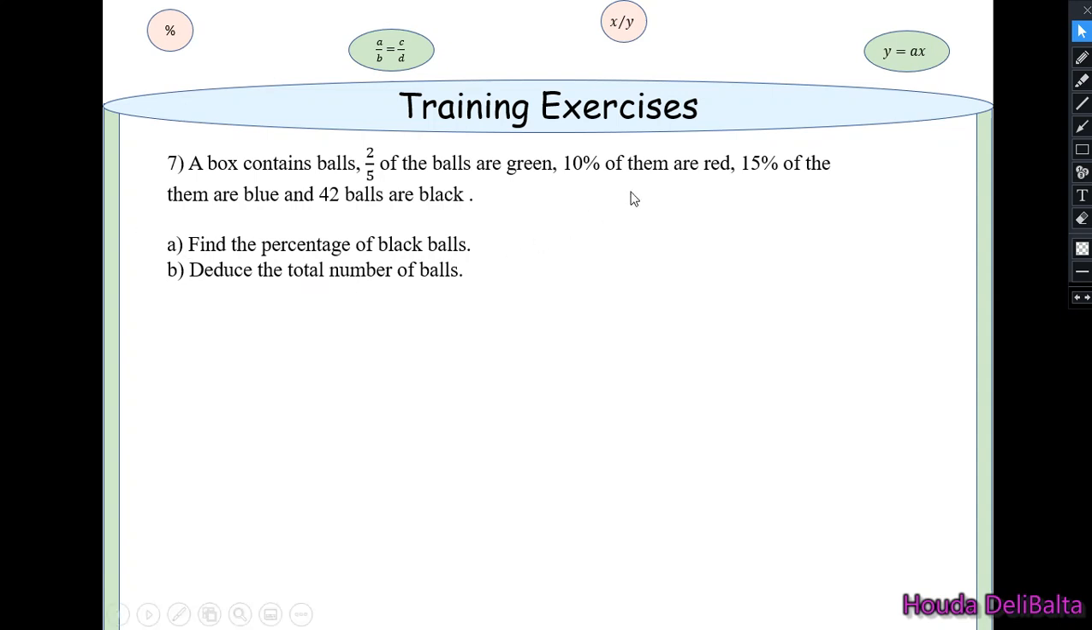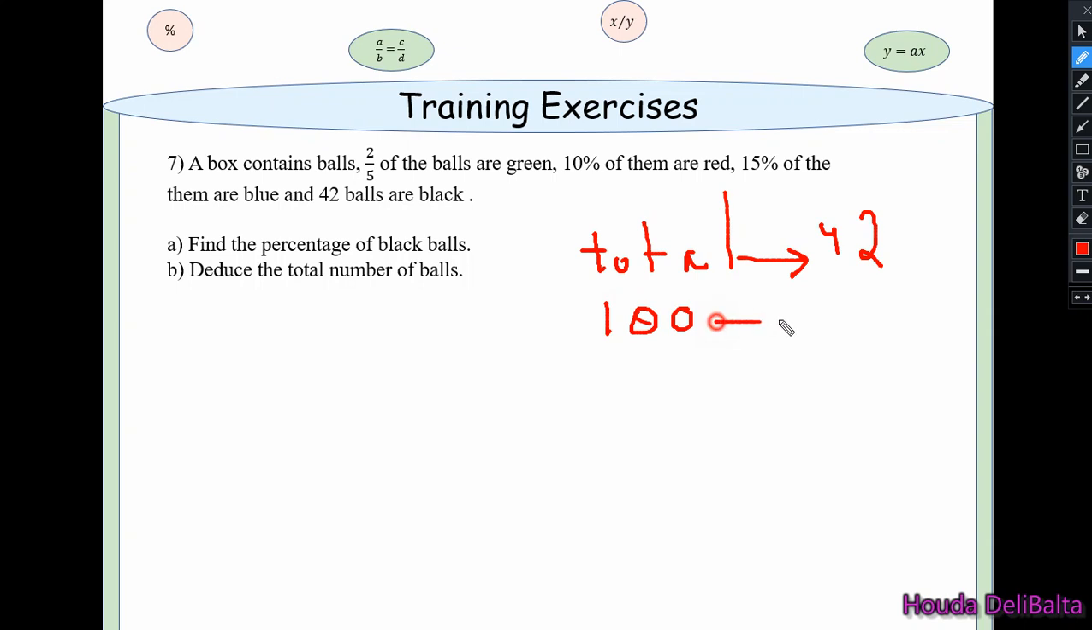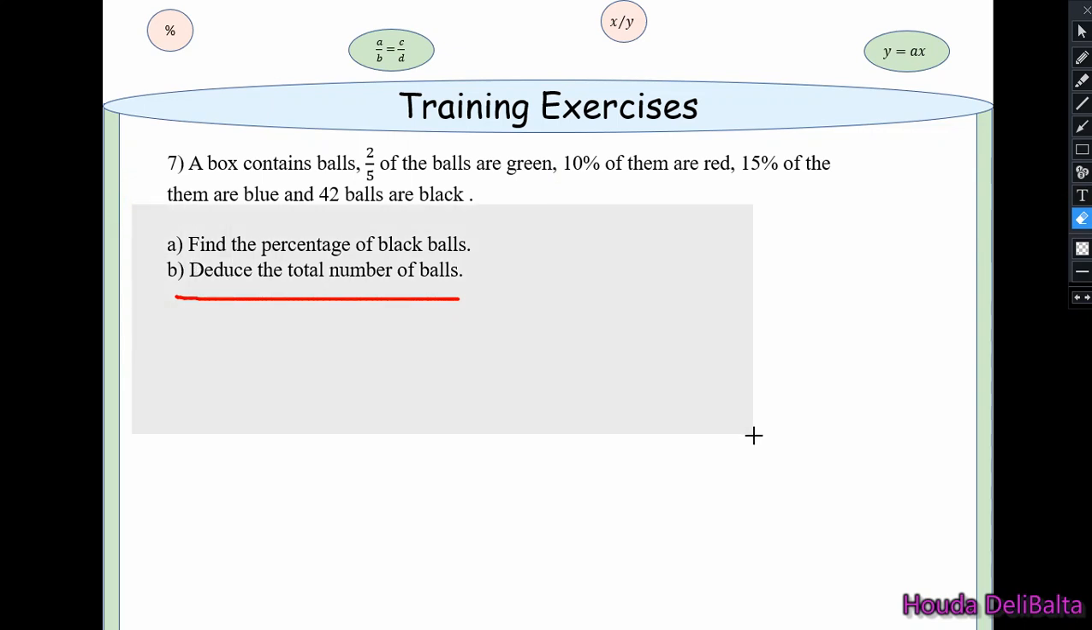Usually to find percentages, as you remember, I write, for example, in the total number there are 42 black balls. So what about in 100 as total? And I find the percentage. That's the usual way to find the percentage. But here, I never have the total number of balls, so this method is not going to work. So I'm going to think of another way to find the percentage of black balls.